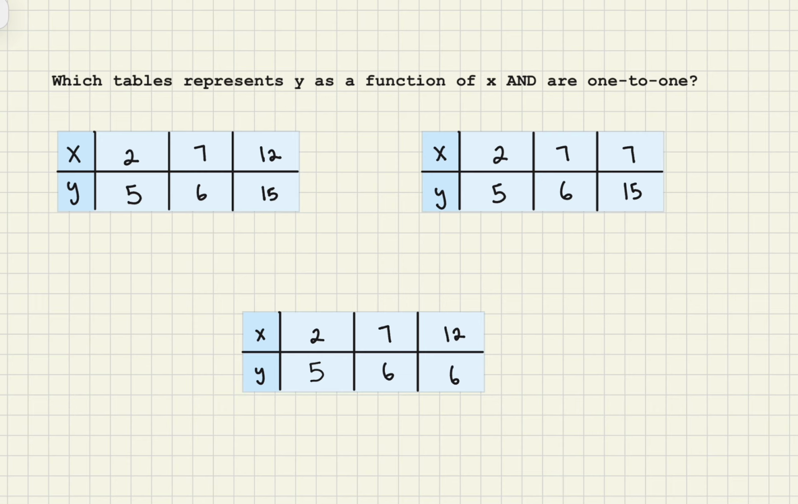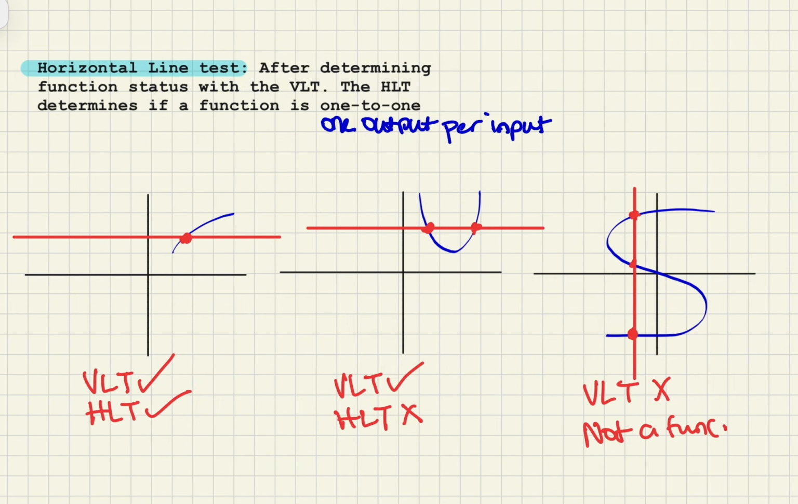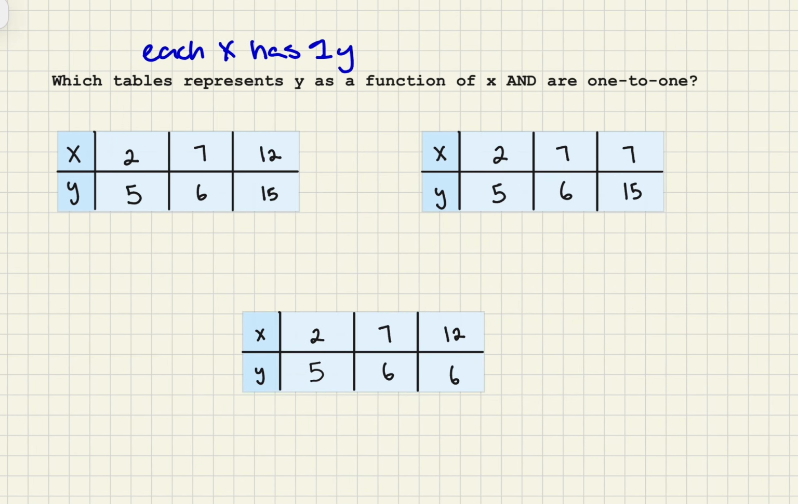And now we're gonna determine which tables represent a function and are also one-to-one. So remember, for a table to be a function, each x must have one y. And we also know to be one-to-one, it's one output per input, so one x and one y.